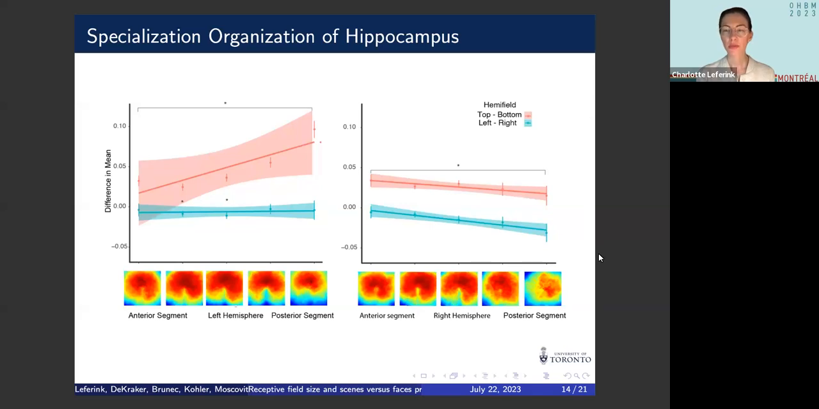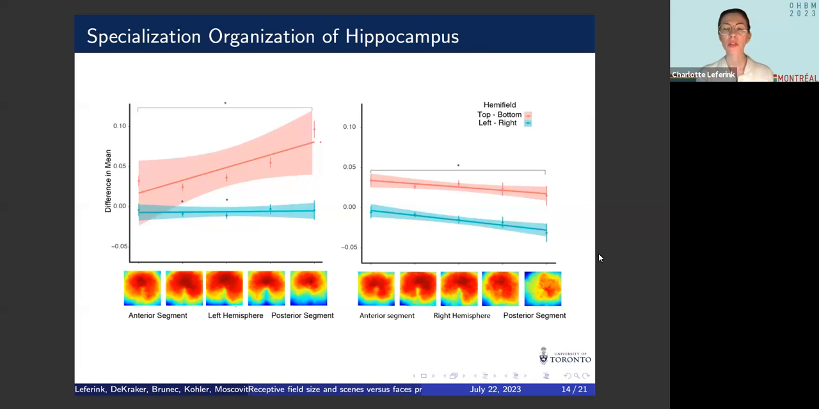And this is different from what Silson et al. found, where they found bilateral hemifield bias within the middle hippocampus, and we only find it in the left middle anterior, though they do find that only the right hemisphere has a contralateral hemifield bias in the anterior region.